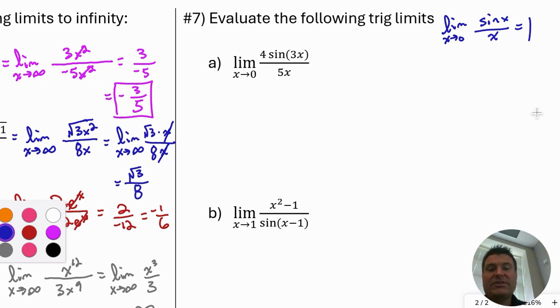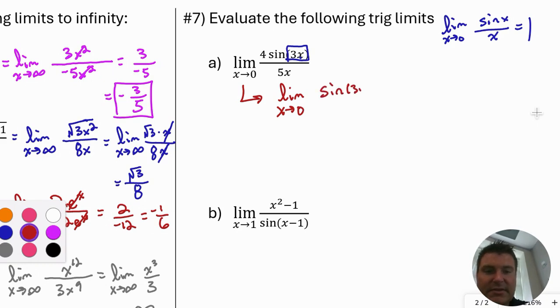So what we want to do here, looking at A, I see a 3x on top. In order for this to work, I need there to be a 3x on the bottom. I already see an x down there. So I'm going to real quickly cheat a little bit here and rewrite this. I'm going to get sine of 3x over x, and what's left? I have 4 over 5. I took that 4 in the front and I just kind of rearranged everything.